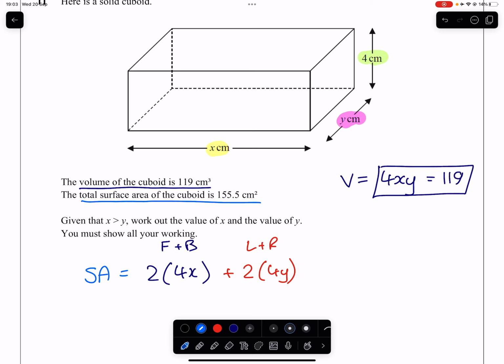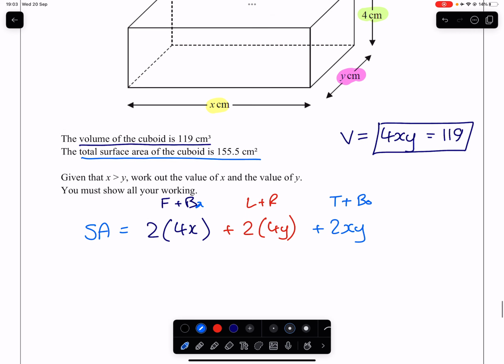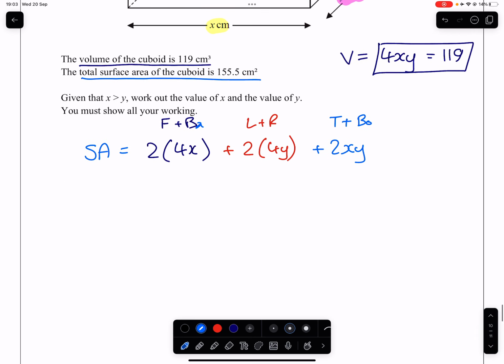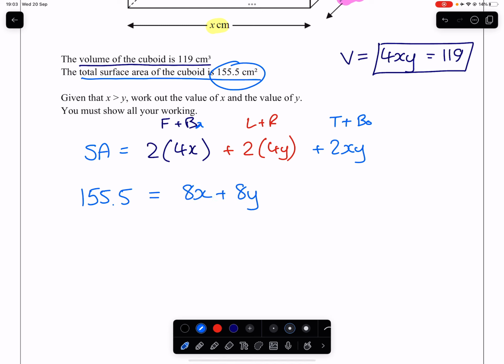And then we've got top and bottom. So hold on, front and back, top and bottom. We have x times y for the bottom and same double that for the top. So 2 lots of xy. When we simplify that, we also know that this equals 155.5. So 155.5 is going to equal 8x plus 8y plus 2xy.